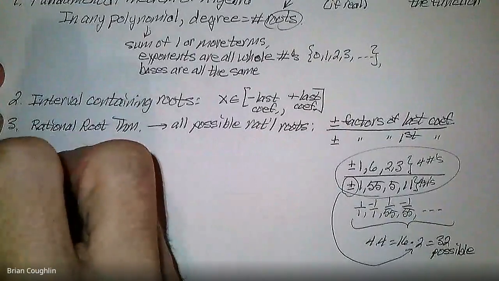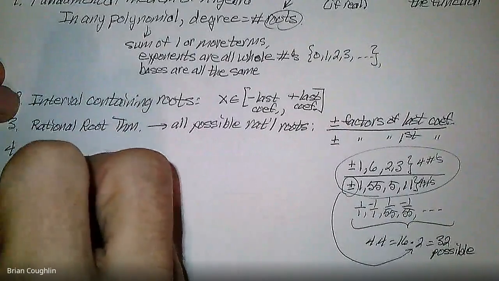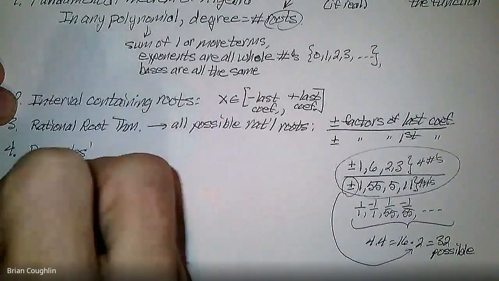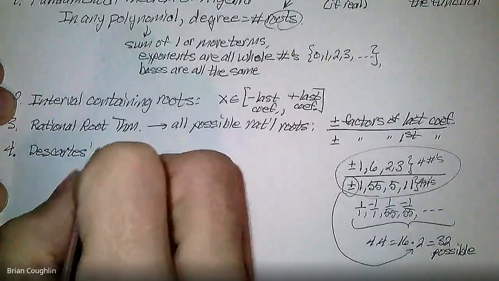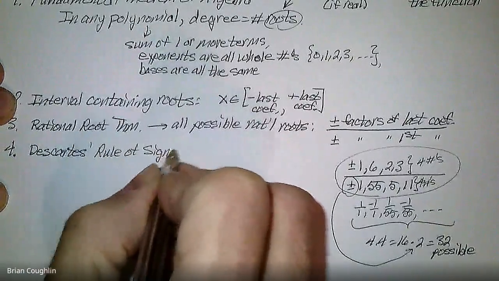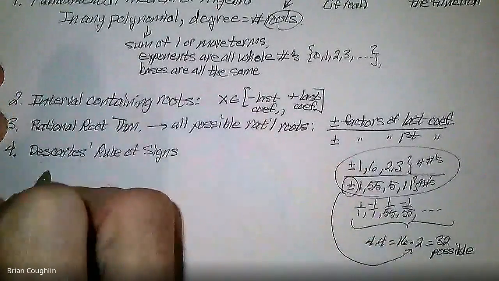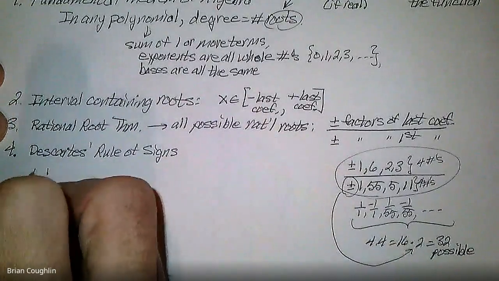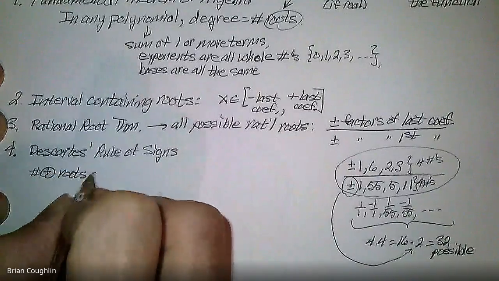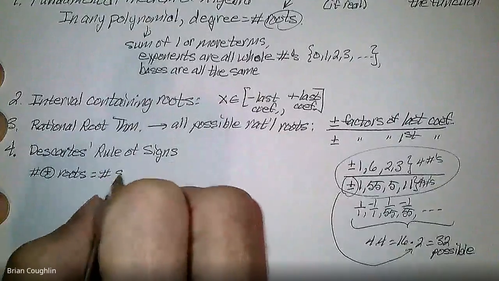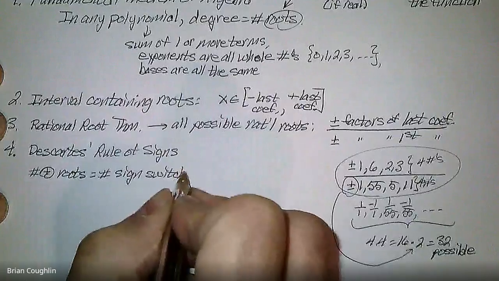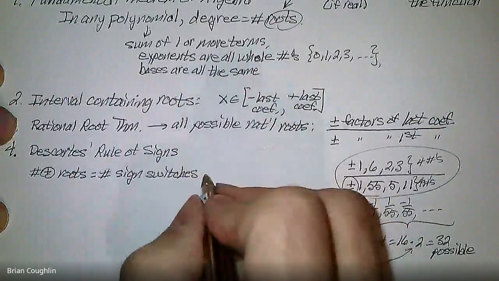Next, something called Descartes. This is a little more recent. Sometimes they spell his name with a capital C here. Descartes' rule of signs. Descartes' rule of signs basically says the number of positive roots is equal to the number of sign switches from term to term. I'll tell you what that means in a second, although we went over it in class.